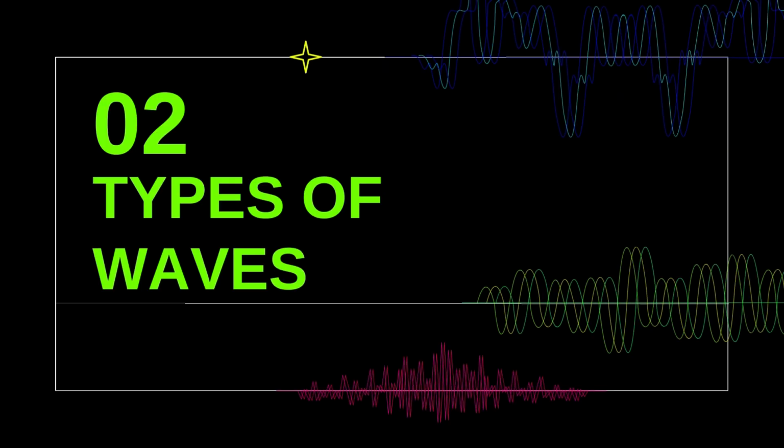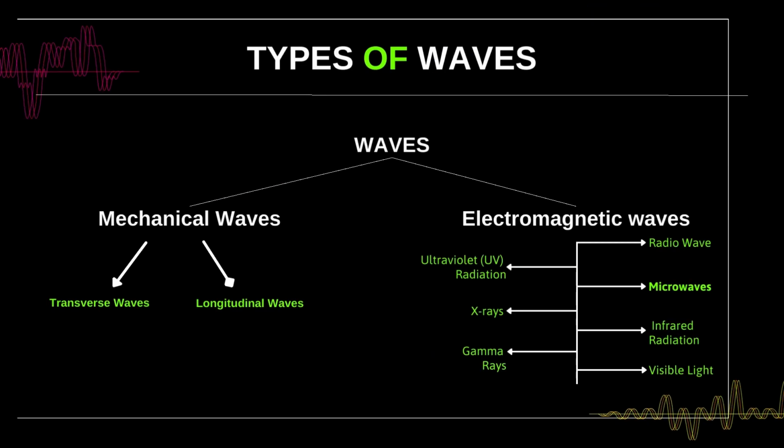Topic 2. What are the types of waves? Waves are broadly classified into two: the mechanical waves and electromagnetic waves. The mechanical wave is further divided into two: transverse waves and longitudinal waves. The electromagnetic wave is divided into 7 major types. They are radio waves, microwave, infrared radiation, visible light, gamma rays, ultraviolet radiation, and X-ray.